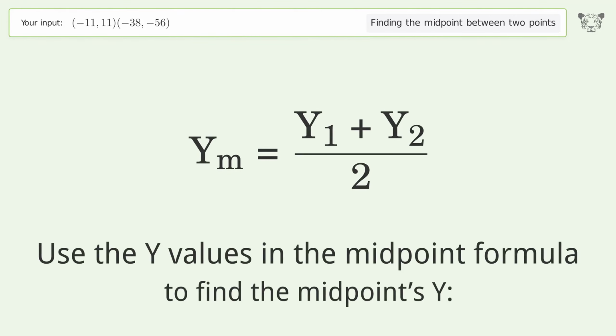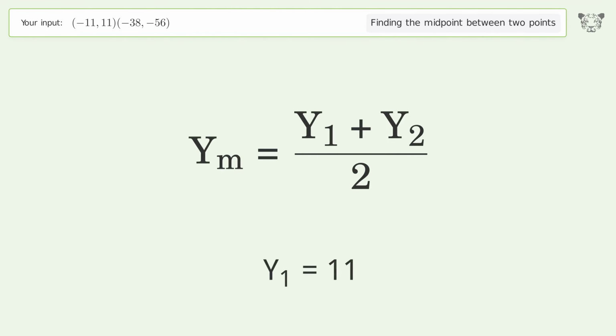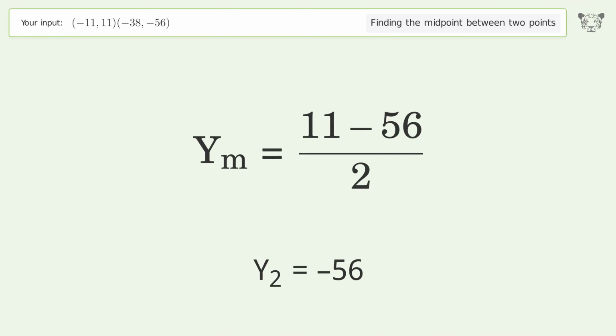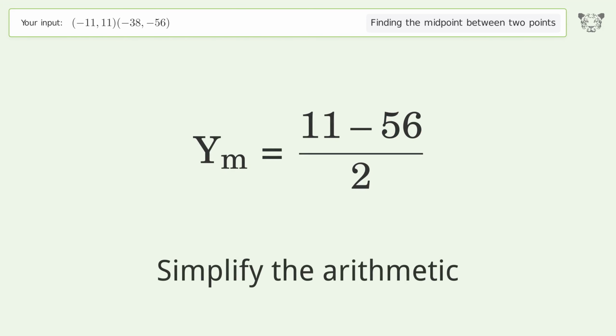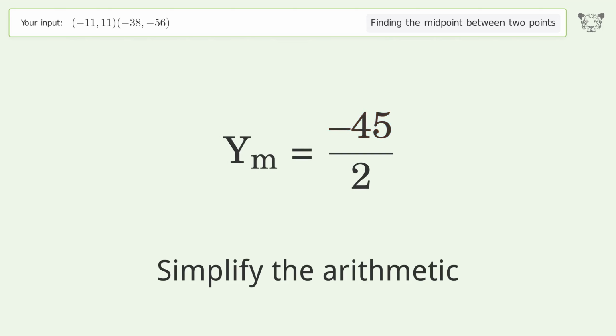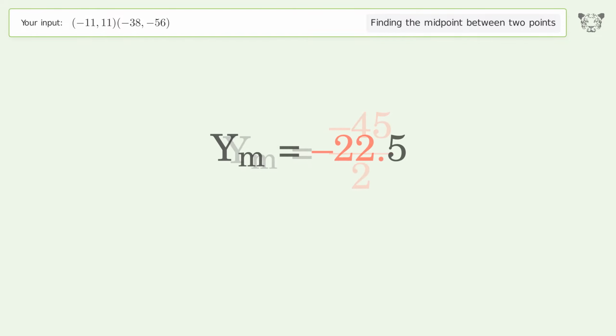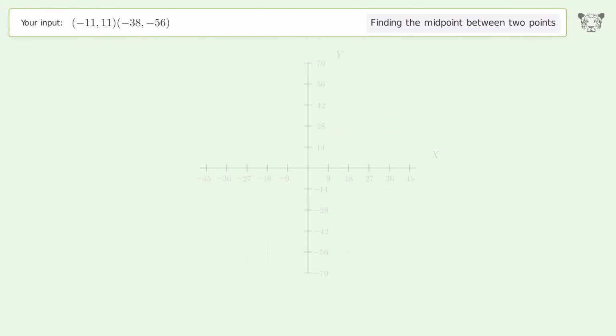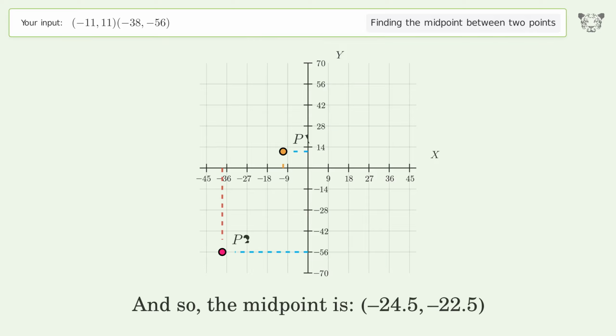Use the y values in the midpoint formula to find the midpoint's y. y1 equals 11. y2 equals -56. Simplify the arithmetic. And so, the midpoint is -24.5, -22.5.